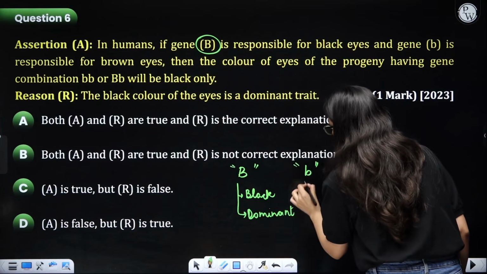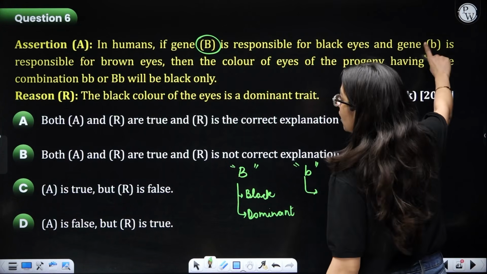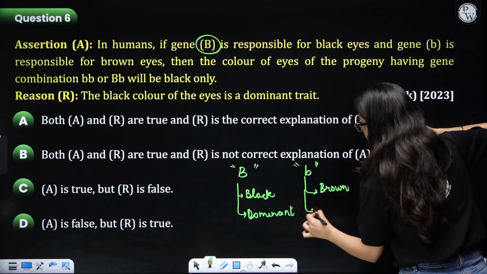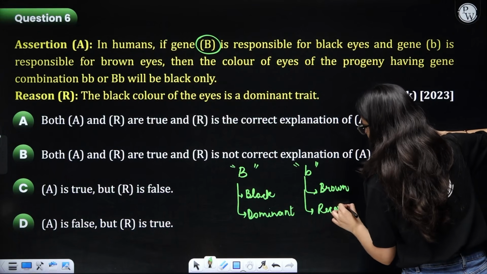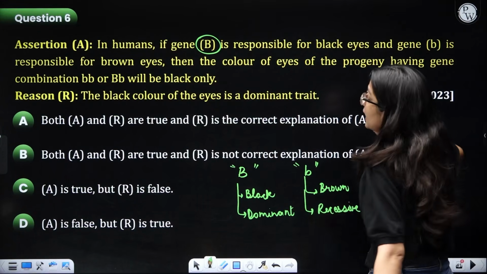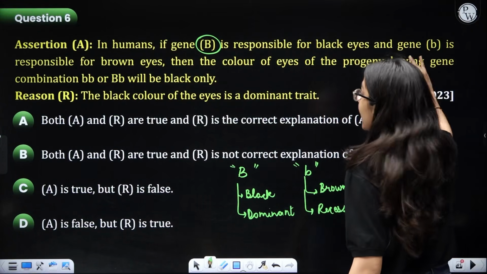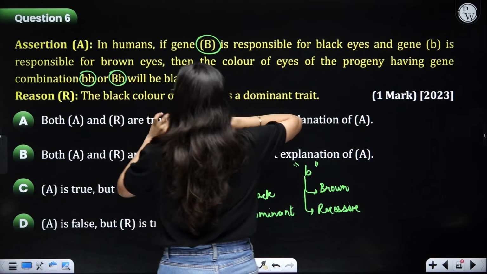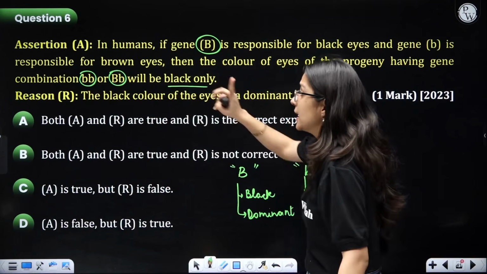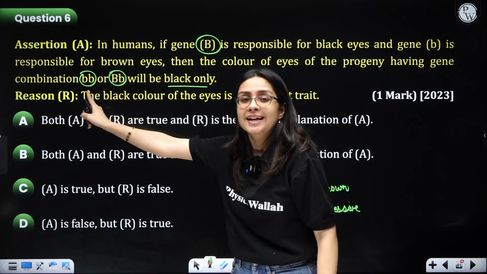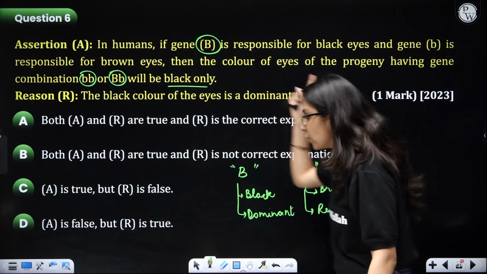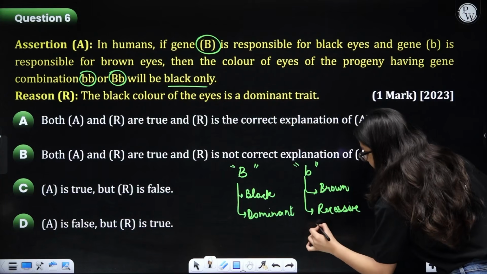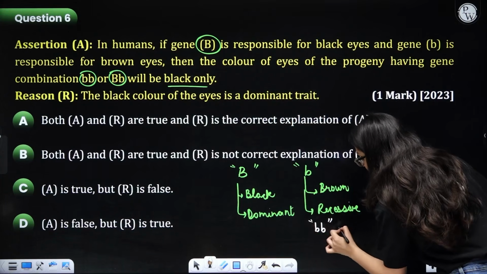We have got this point. Then it is saying that the gene small b is responsible for brown, and since it has been mentioned in the bracket that it is small b, that signifies it is recessive in nature. Then the color of eyes of the progeny having the gene combination small b small b or capital B small b will be black only. Let us see, beta. If it is small b small b, that means it is homozygous recessive, and it will give brown color.